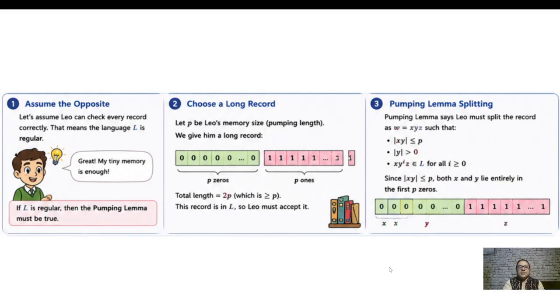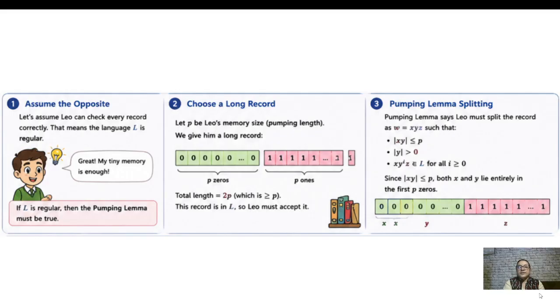People bring him a very special type of record. That record contains a sequence of zeros followed by a sequence of ones. His job is very simple. He must approve the record only if the number of zeros is equal to the number of ones. When it is three zeros and three ones, he is happy and he stamps it, and it gets accepted. But he cannot remember a very large number of zeros and ones. Then it becomes a big problem.